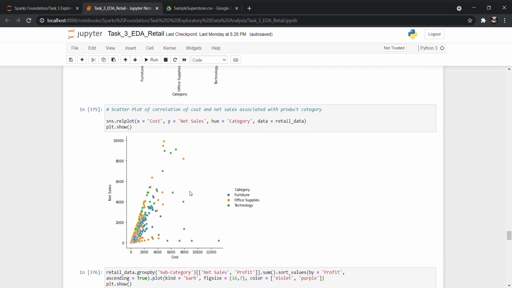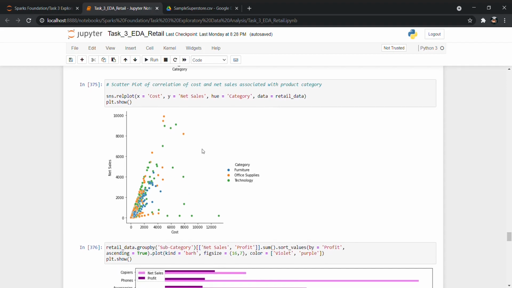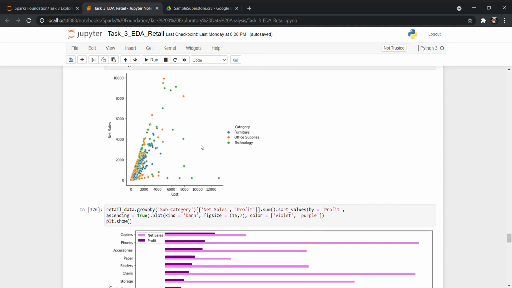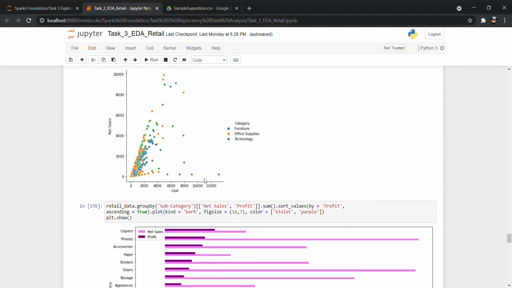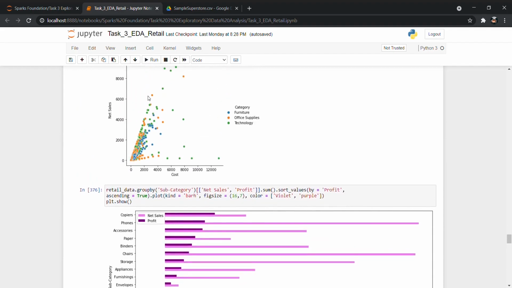Then I have plotted a scatter plot which shows the cost and the net sales associated with each category of the product. As you can see the distribution.